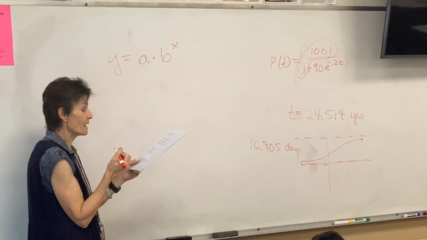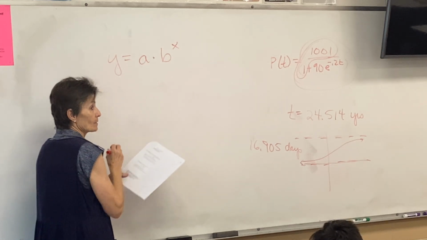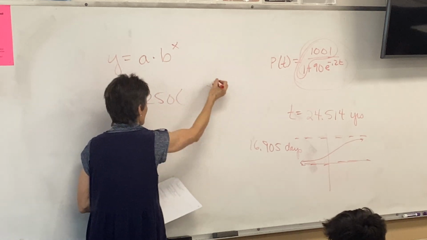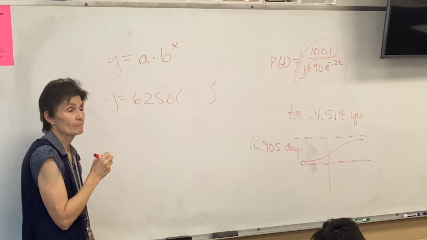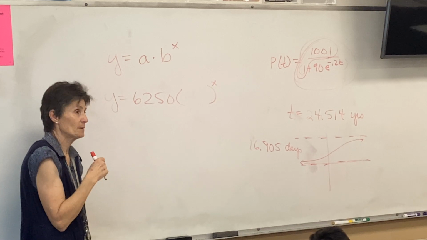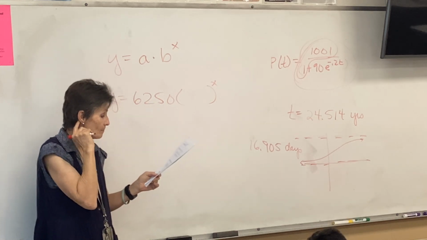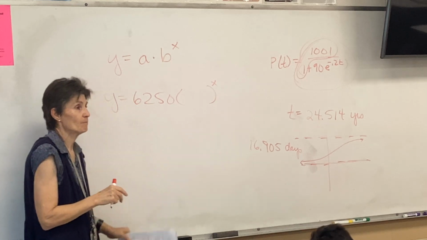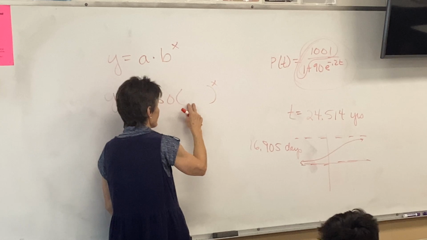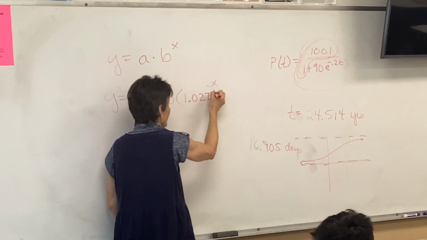So tell me what my A is. In this problem, what's my A? 6,250. That is my starting population. At least starting for the problem, that's the population. It's increasing 2.75% a year. Tell me what goes in here. 0.0275, or 1 plus 0.0275. 1.0275.